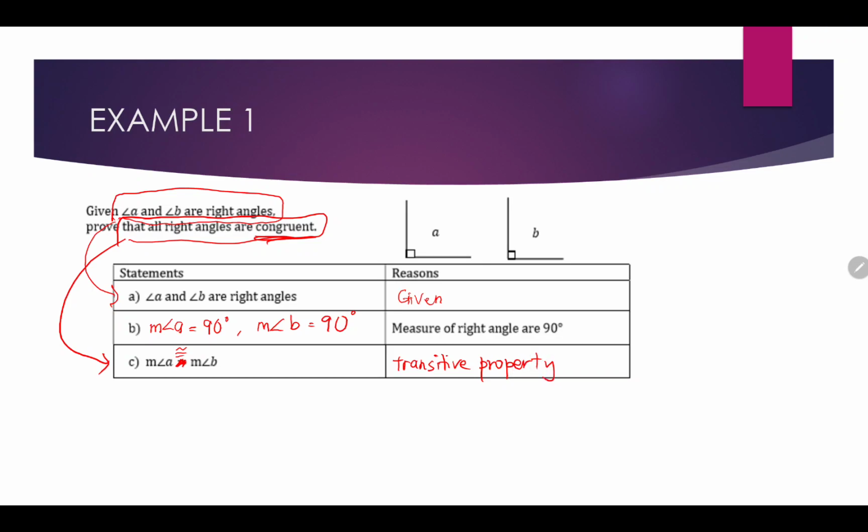Okay, do you remember what the transitive property means? Transitive property means if the first geometry figure is congruent to the second one, and the second geometry figure is congruent to the third one, then we can say that the first figure is congruent to the third one. So kita apply transitive property lah dekat sini.